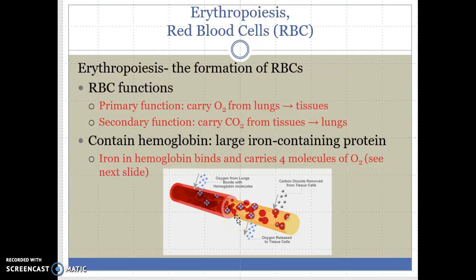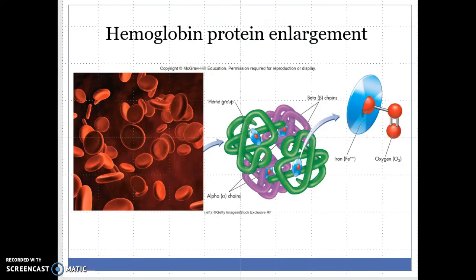So hemoglobin is the iron carrying protein. The hemoglobin is in these red blood cells and it carries the oxygen. Every hemoglobin can carry 4 molecules of oxygen, and we'll see that. Here's the hemoglobin right here. So you can see it's a complicated protein, and the iron can attach to the oxygen. So you have to have iron, or you can't carry oxygen.